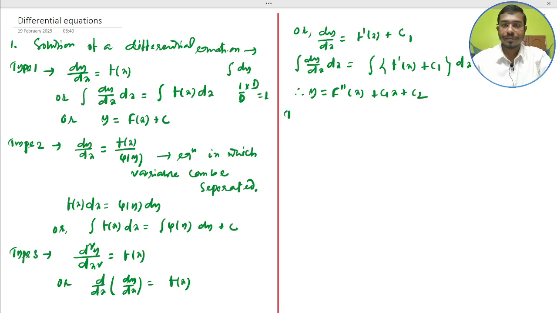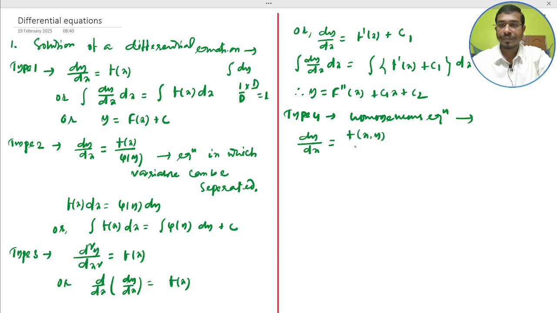Next, type 4, the homogeneous equation. In the homogeneous equation method of solving, the given homogeneous differential equation is in the form dy/dx = f(x,y)/g(x,y). For the solution method, we put y = vx. So dy/dx becomes v + x dv/dx. This is the method.